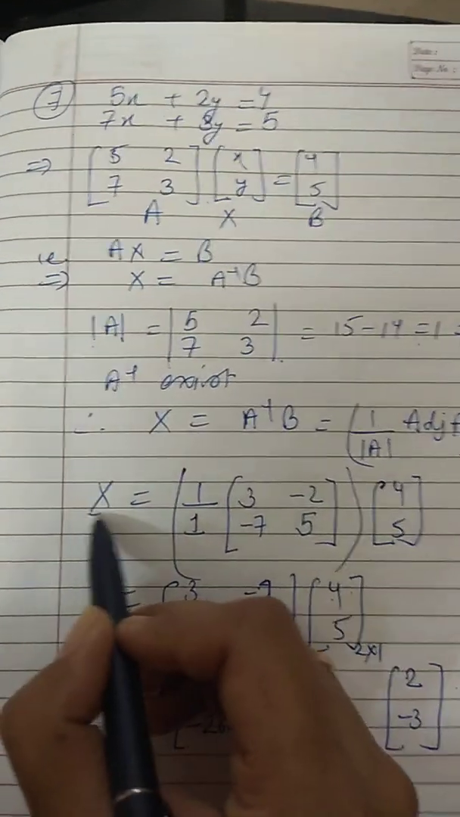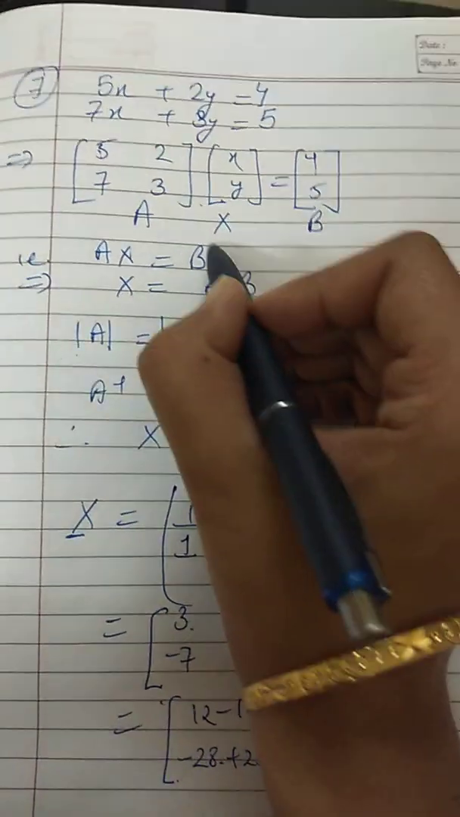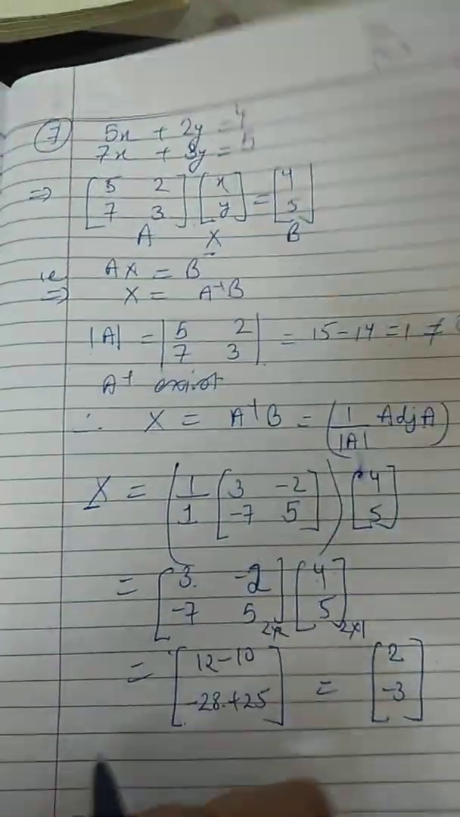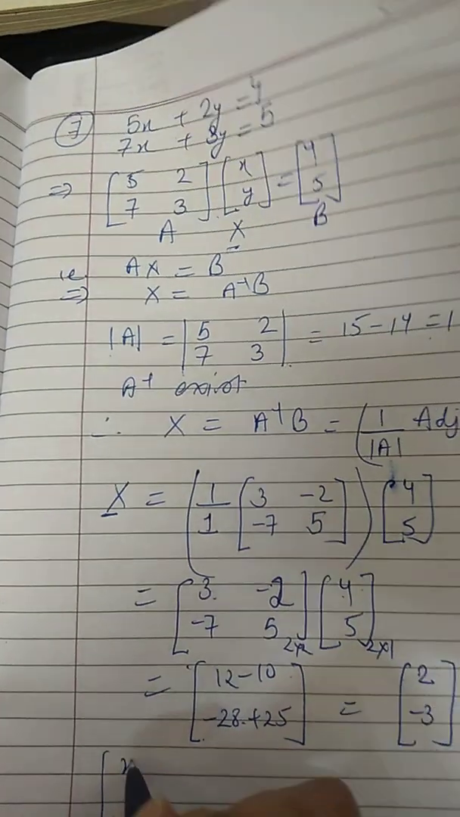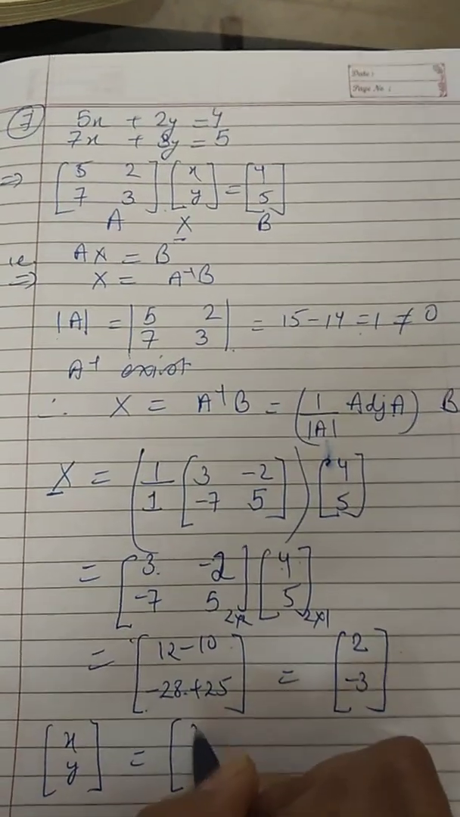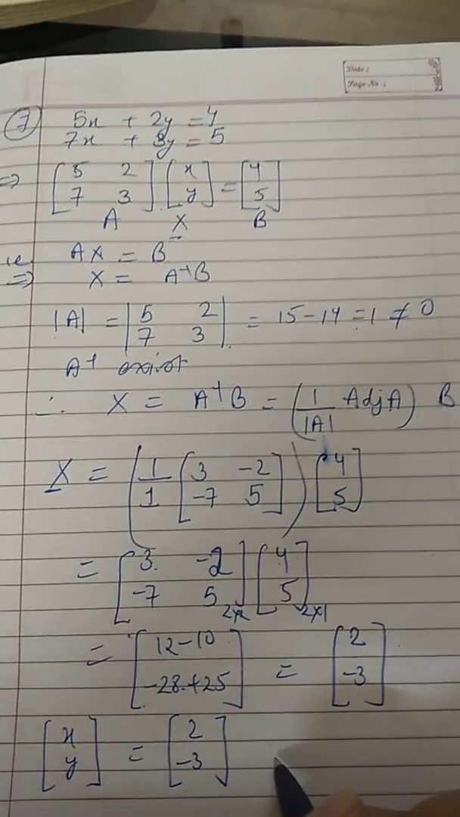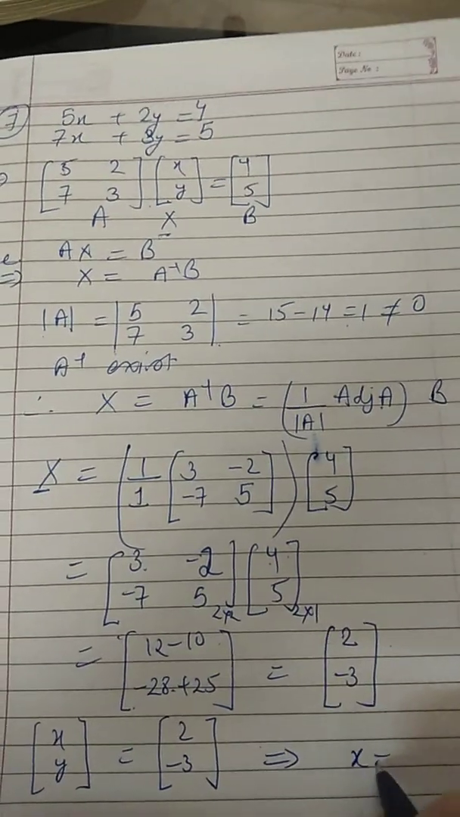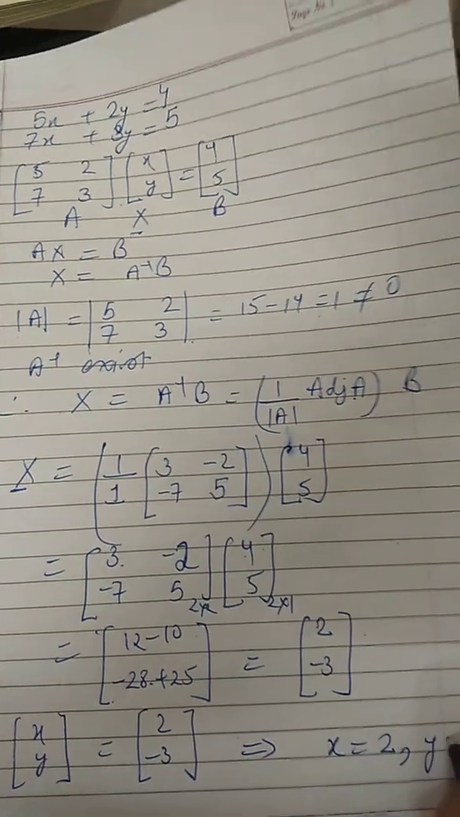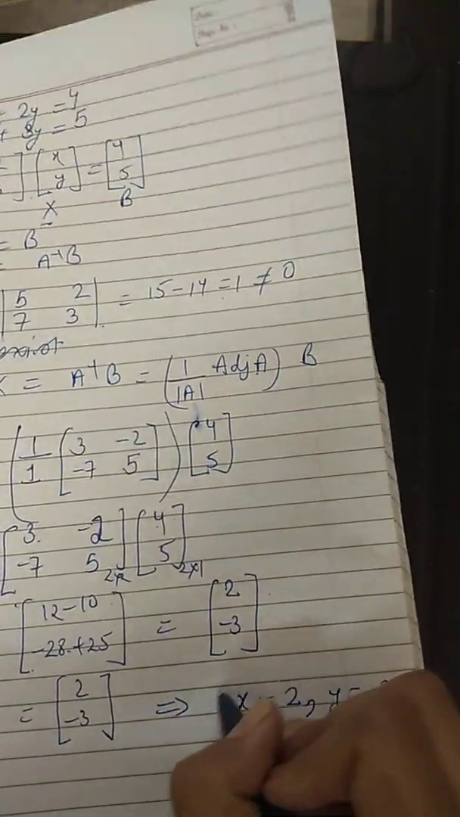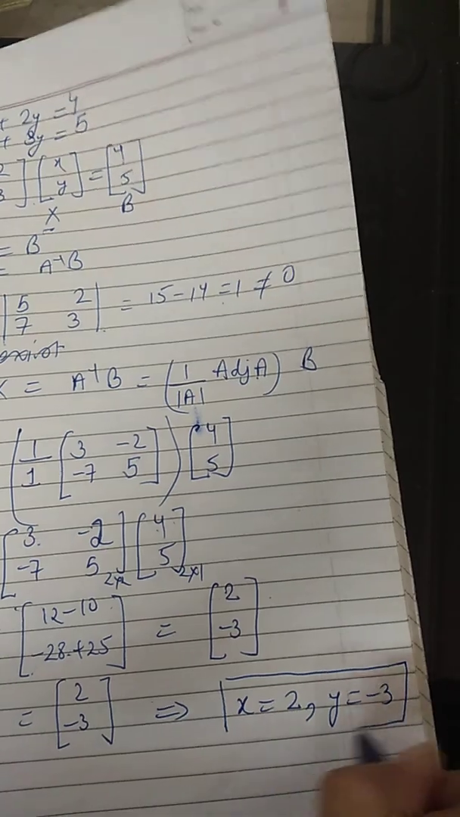Now what is the left hand side? Left hand side is capital X. What is capital X? It is the column matrix. So what we are getting means this column matrix containing x, y is actually equal to 2, minus 3. That is, the value of x is 2 and the value of y is minus 3. This is our solution.